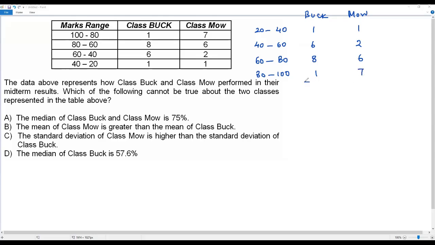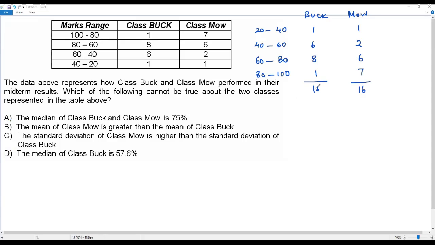Okay, now let's add the frequencies for Class Buck, because in answer choices A and D we have information about median. If I want to find the median, first I have to get the sum of the frequencies for both classes, Buck and Mow. So when I add 1, 2, 6 and 7, I'm getting 16. The same sum of frequencies for both Class Buck and Class Mow. So we can find the median for Class Buck and the median for Class Mow.